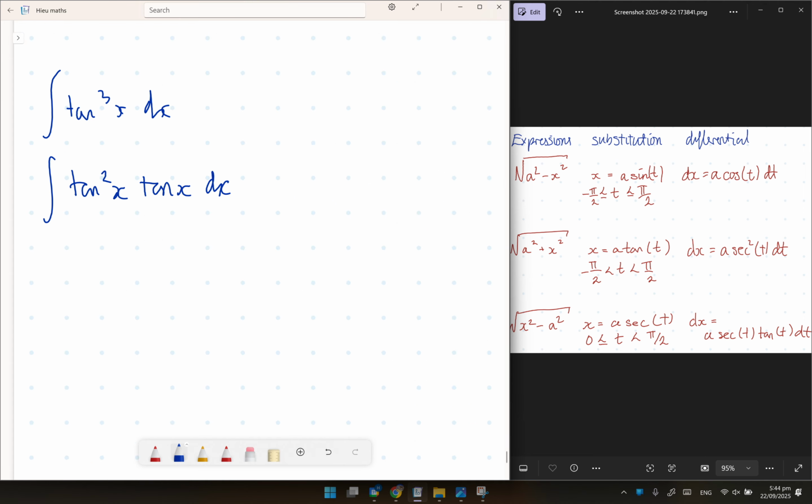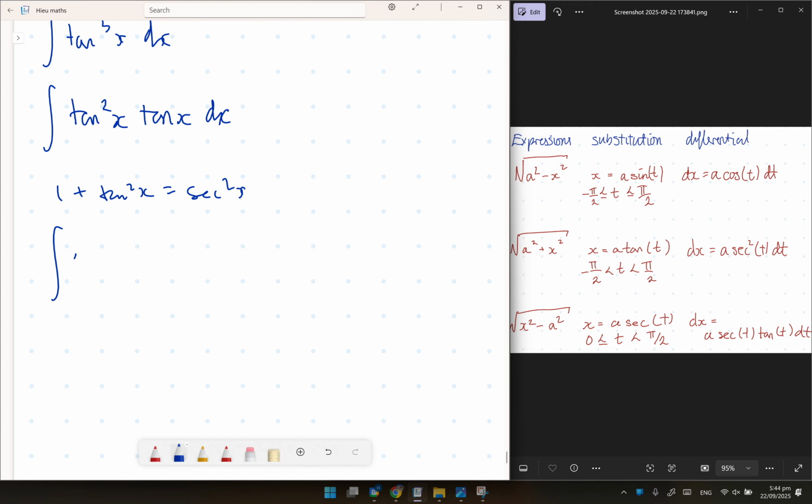Well, if you remember, 1 plus tan squared x is equal to sec squared x. And if you remember, sec x differentiates into tan x sec x, so we're going to get to that in a second. Let's have tan squared x, and we substitute this here. That's sec squared x minus 1. Then we put here sec squared x minus 1 times tan x dx.